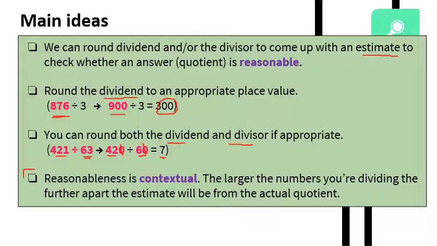Similar to yesterday as well, this idea of whether something is reasonable, it's contextual. So the larger the numbers you're dealing with, there's greater room for a larger difference.